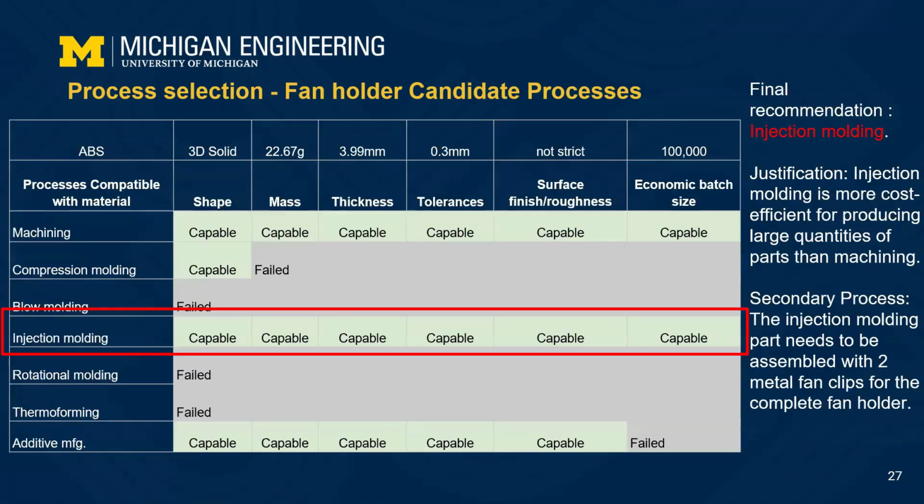Based on ABS material, shape, mass, thickness, tolerances, surface finish, and economic batch size, we came down to injection molding and machining. We finally chose injection molding because it is more cost efficient for producing large quantities of parts than machining. Then secondary processes are needed because the injection molding part needs to be assembled with 2 metal fan clips for the complete fan holder.